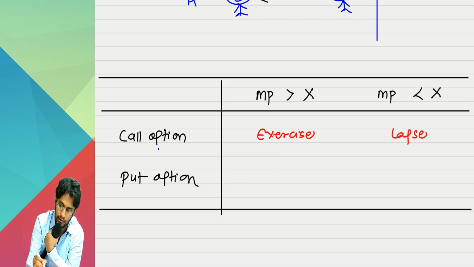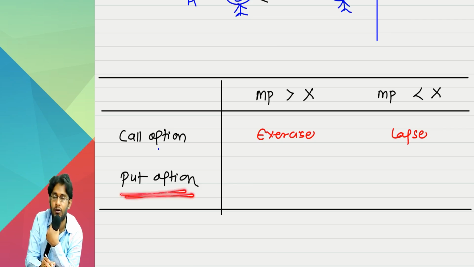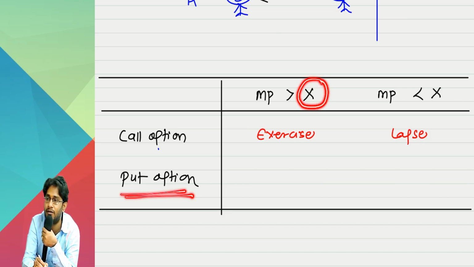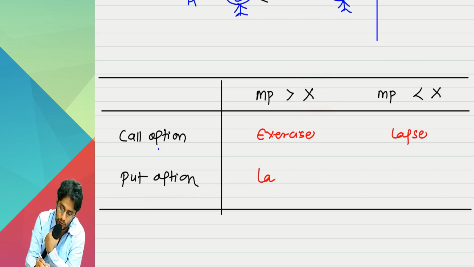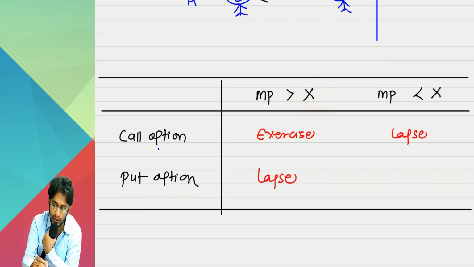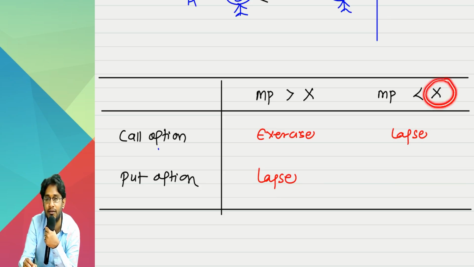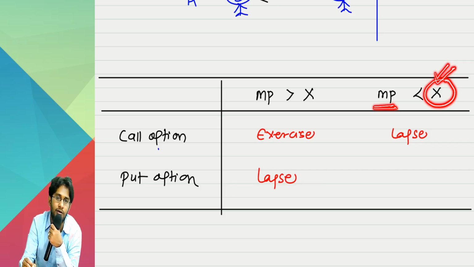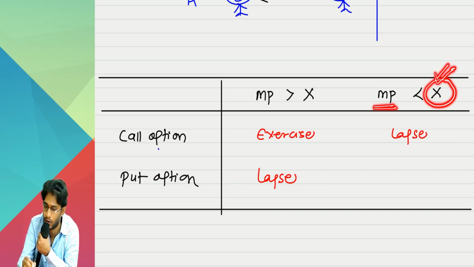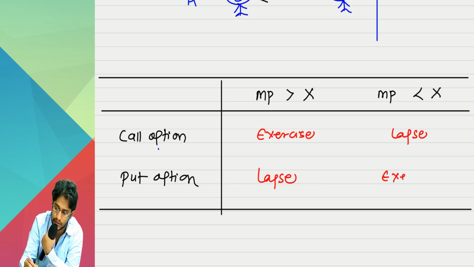Now we'll come to put option. Put option is not right to buy. Put option is right to sell. As a holder, you have a right to sell at X, but market price is more than that. That means you have a right to sell at a lower rate. Selling at a lower rate, good or bad? Bad. So you should not exercise, you should lapse it. In this case, I have a right to sell at X, and market price is lower than X. That means I have a right to sell at a higher price. Right to sell at a higher price is good or bad? Good. Therefore, here you are going to exercise your put option.